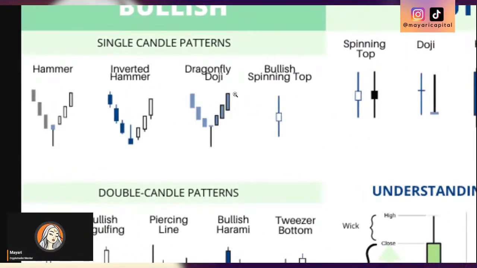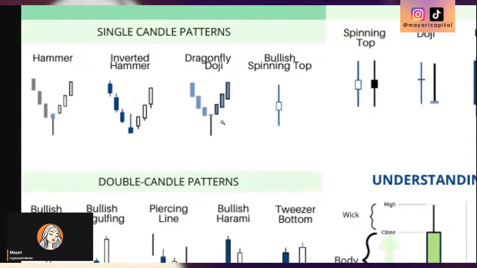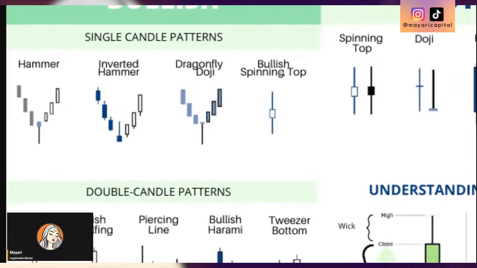Right here, the dragonfly doji, if you can see, it's similar with the hammer. The context is similar. It's just that the dragonfly doji looks something like this: a very small to almost no body at all, okay, and a long wick like this. All right. So the next one is a bullish spinning top.